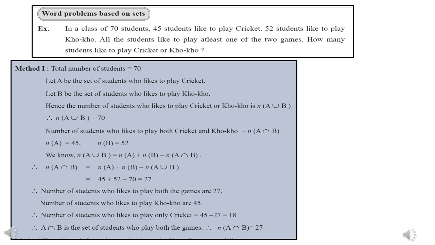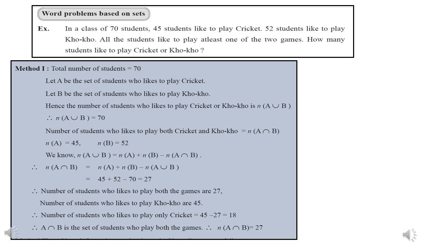So look at the solution. There are two methods of solving. This is your method 1. We will first write down what is given to us. Total number of students is 70. Now here, whenever they give you such values, you have to assume them by giving a name to the set. So I'll first assume the set of students who play cricket as A, and the set of students who play Kho-Kho to be B.